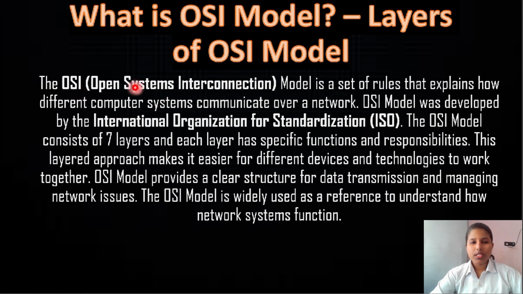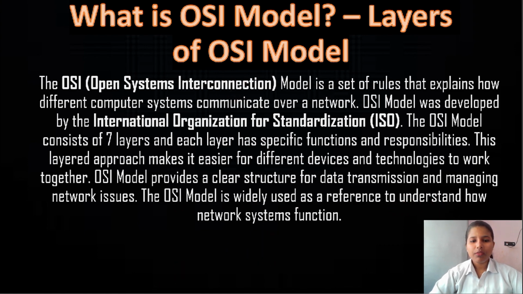The OSI model, which is the Open System Interconnection model, is a set of rules that explain how different computer systems communicate over a network. The OSI model was developed by the International Organization for Standardization, ISO. It consists of seven layers. Each layer has specific functions and responsibilities. This layered approach makes it easier for different devices and technologies to work together. The OSI model provides a clear structure for data transmission and the management of network issues, and it is widely used as a reference to understand how network systems function.